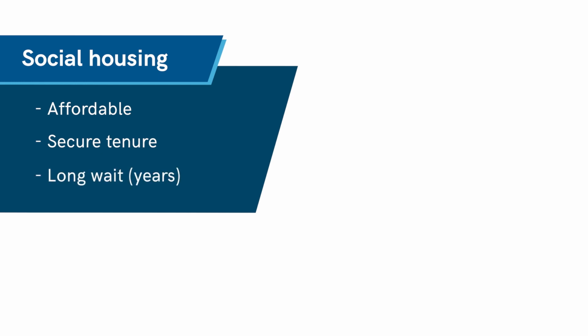But there can be a long wait for public and community housing, up to several years. Some social housing is built with accessible features. You can apply for social housing through your state government.